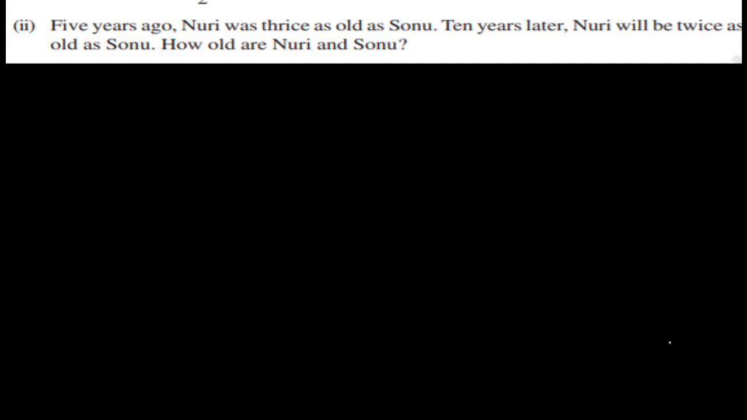Let us solve the next question. Now, 5 years ago Nuri was thrice as old as Sonu. Let the present age of Nuri be x and the present age of Sonu be y.